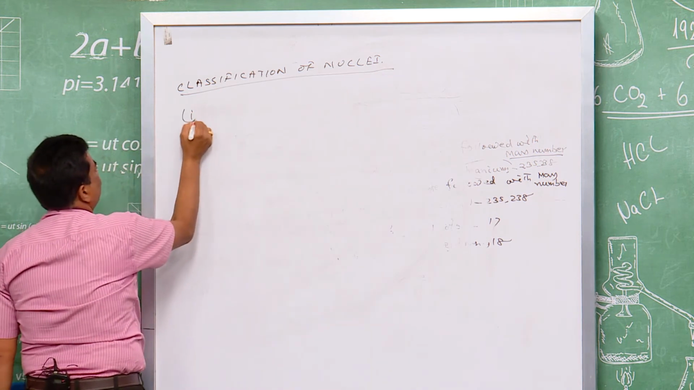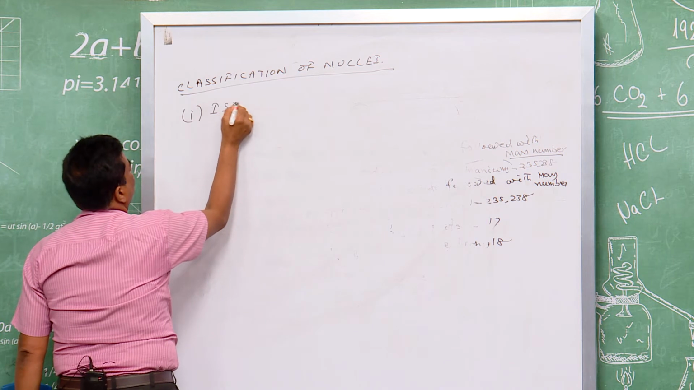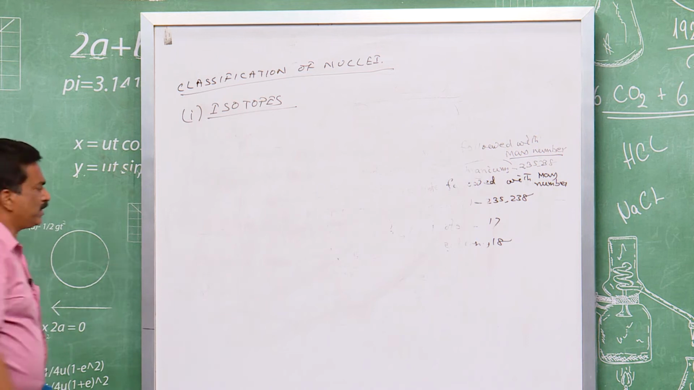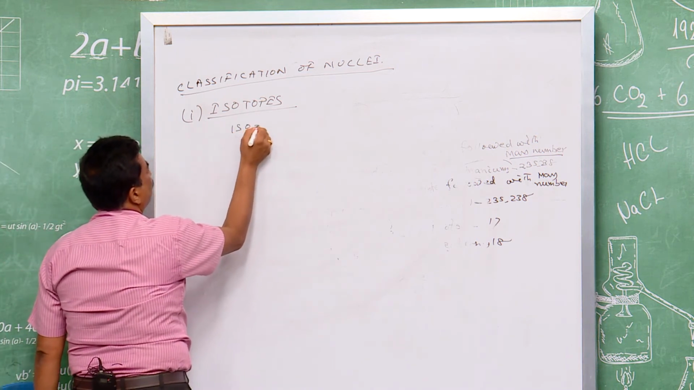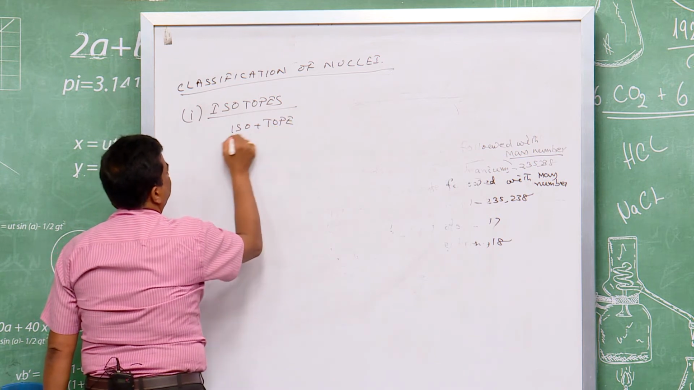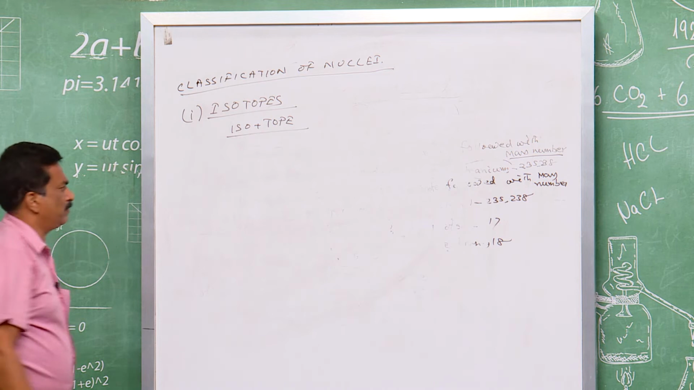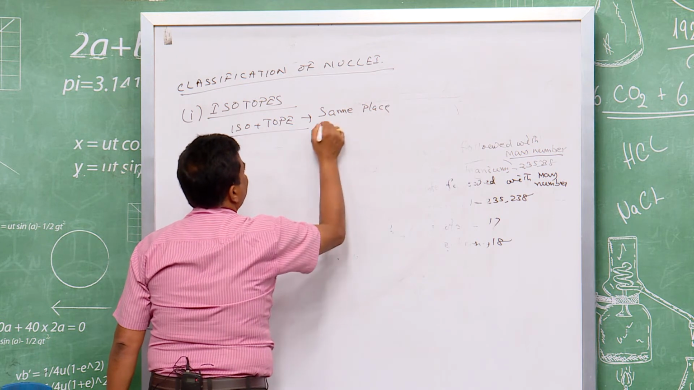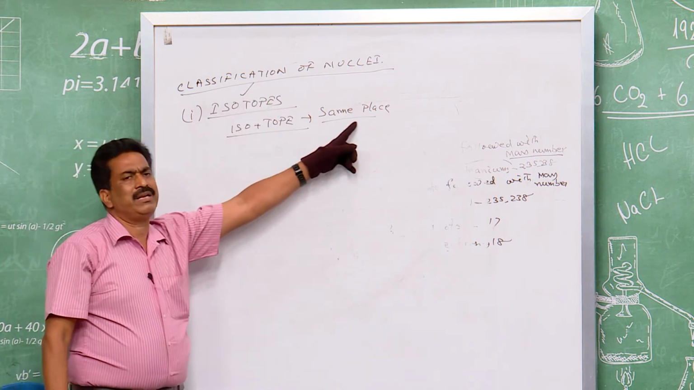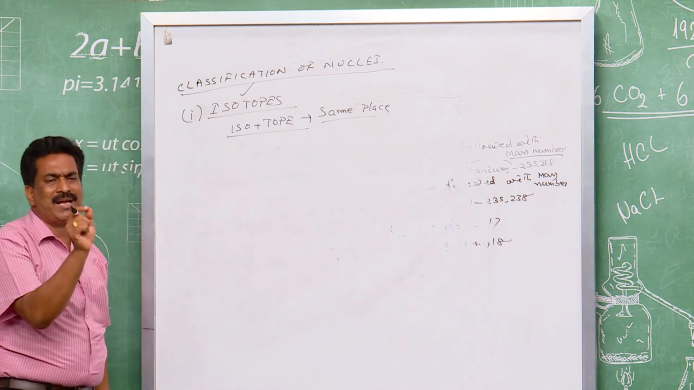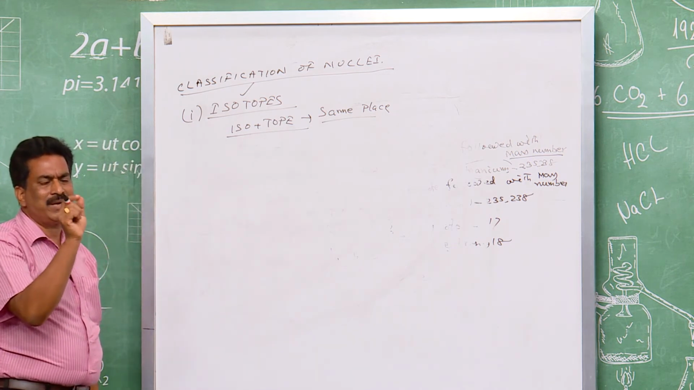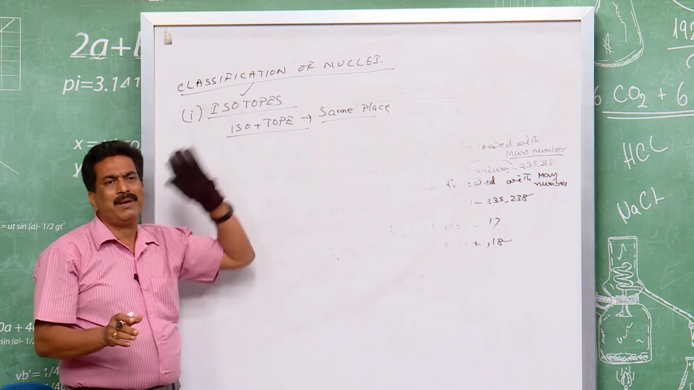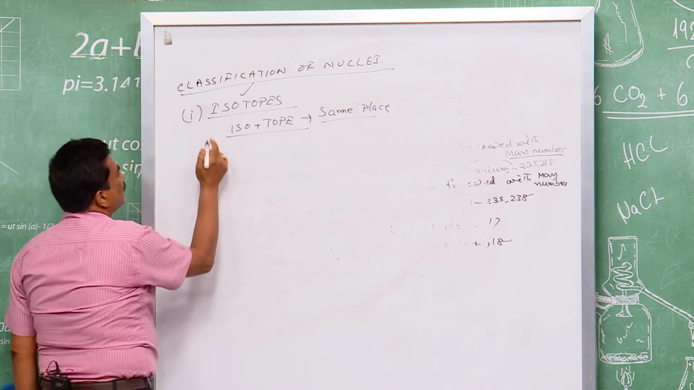The first type of classification is isotopes. Isotope is nothing but the sum of two words, iso plus tope. Isotope means the same place. Same place means the place remains the same. So, when it is taken in the periodic table with its different positions, that element's place will always remain the same. Then what is its definition?